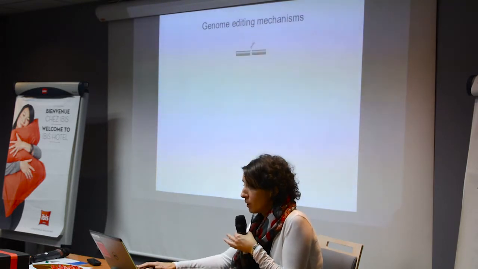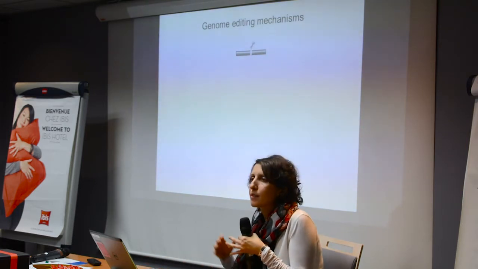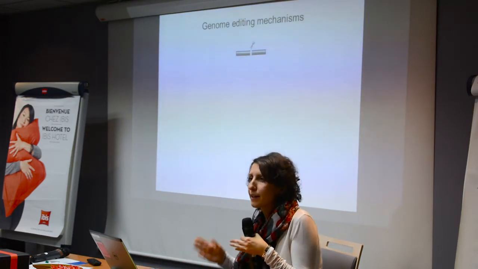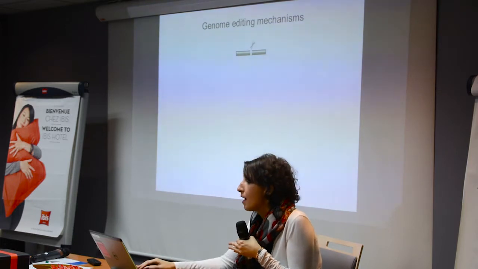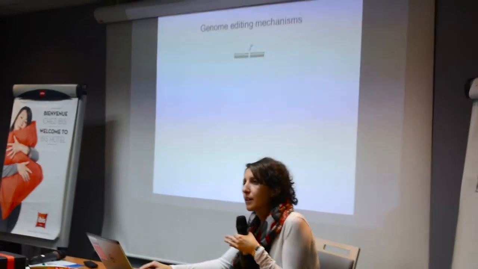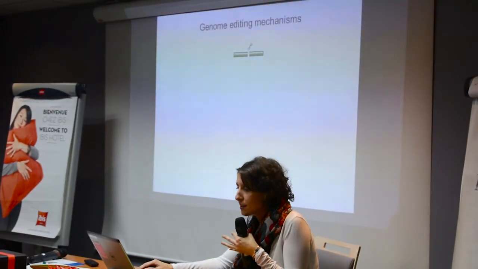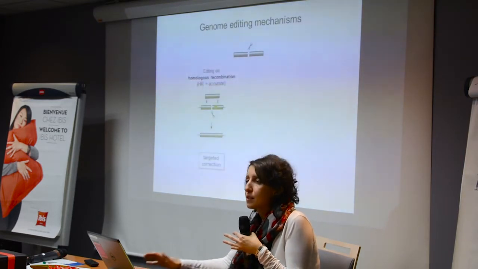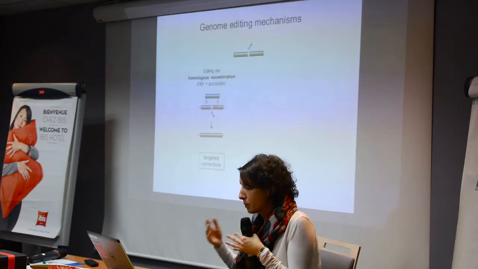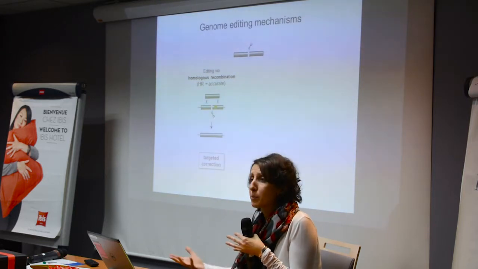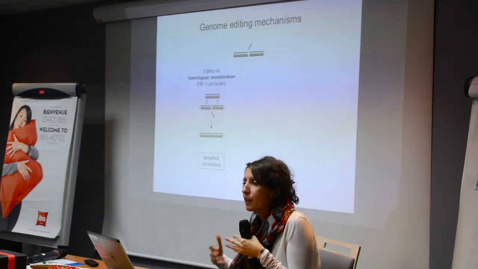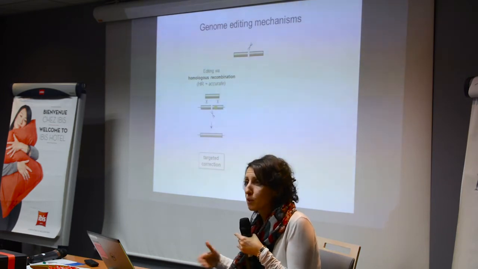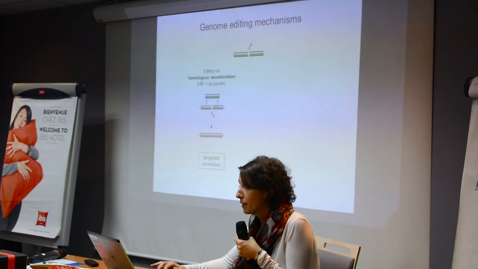So basically you can use these molecular scissors to generate cuts in the genome, and then these cuts are repaired by the cells. They can be repaired in different ways, and two main mechanisms can be used by these cells. We can exploit these mechanisms in order to develop therapeutic strategies for beta hemoglobinopathies.